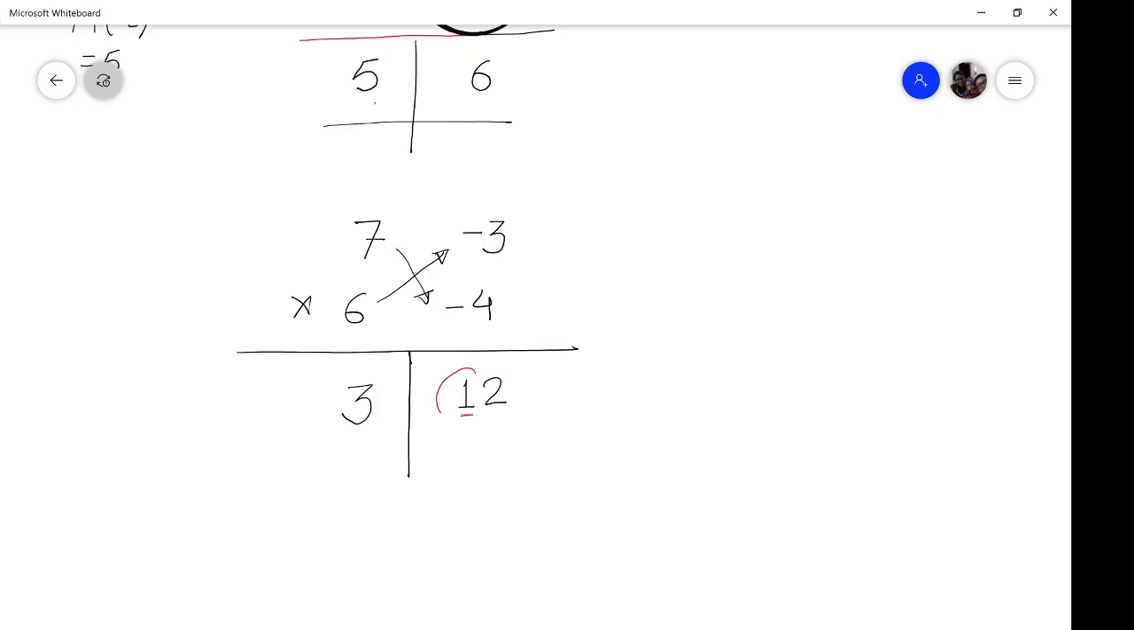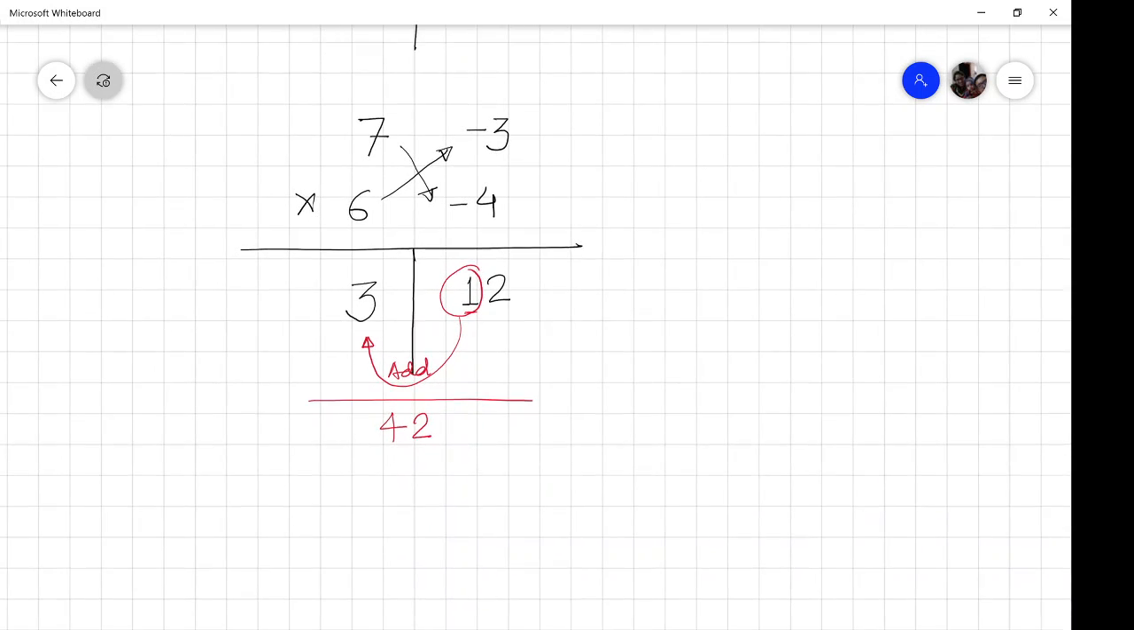So what will you do? You will bring this tens placeholder here and add. So you will simply add. So the final answer will be 3 plus 1 is 4, and from here it is 2. So 42. Now one more practice exercise.